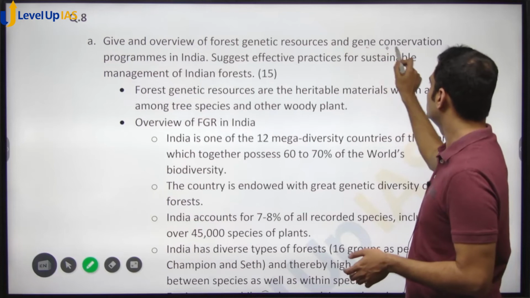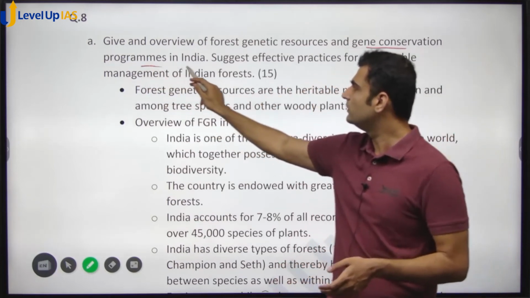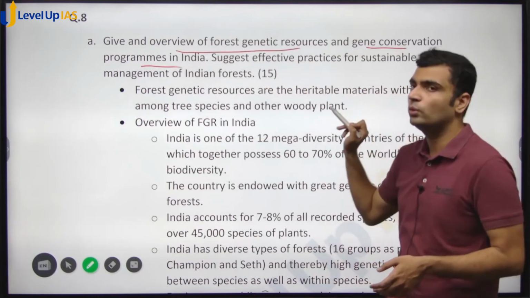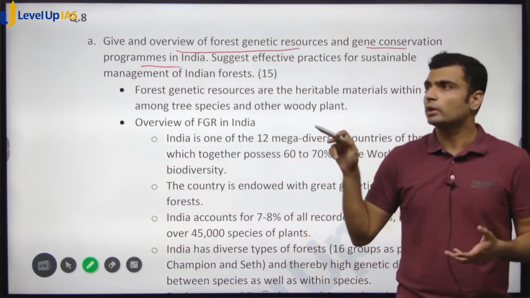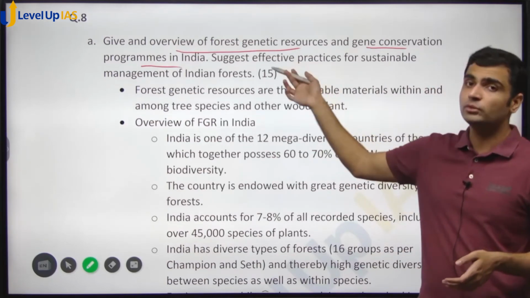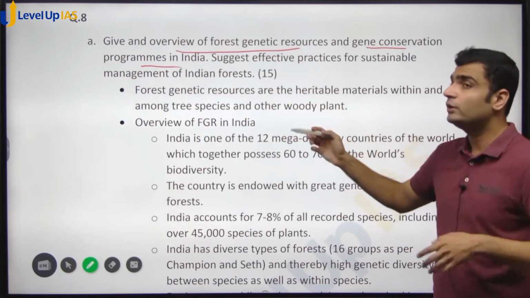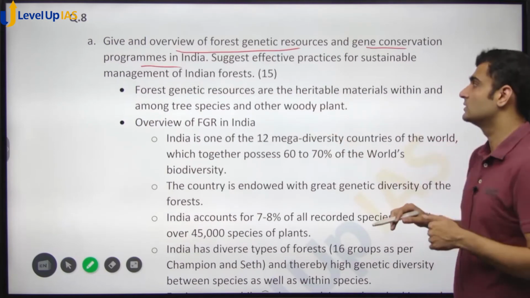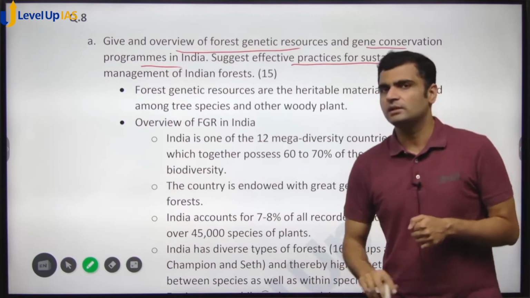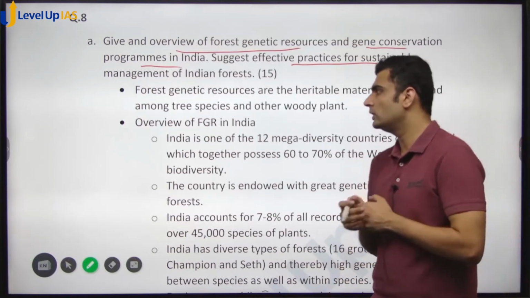This is again moderately difficult, but I think this question is difficult because you don't know what to write and how to write about it. What are forest genetic resources? You need to have conceptual clarity as well, and you need to know some data as well, and effective practice. This is an easy question. So let's see how we can go about it.